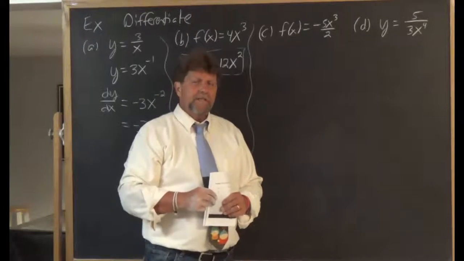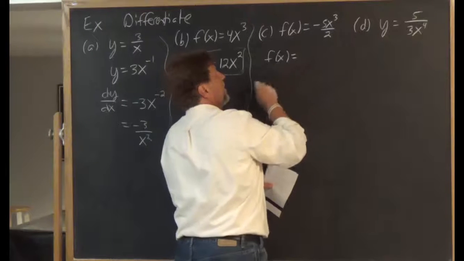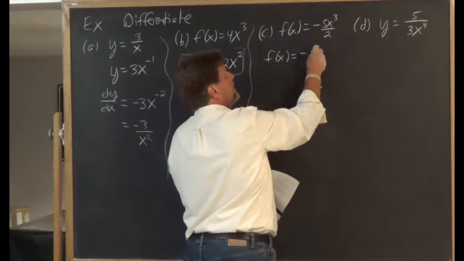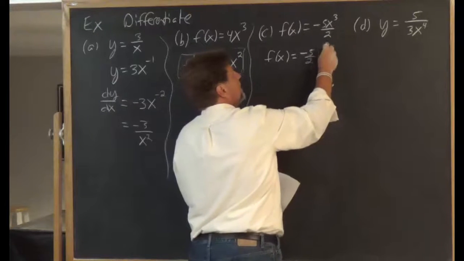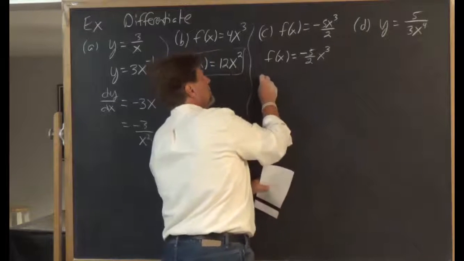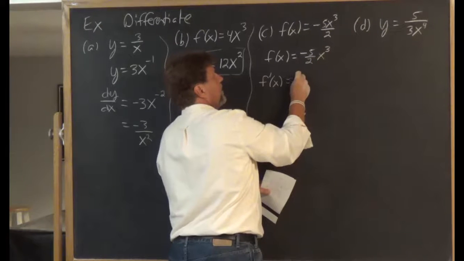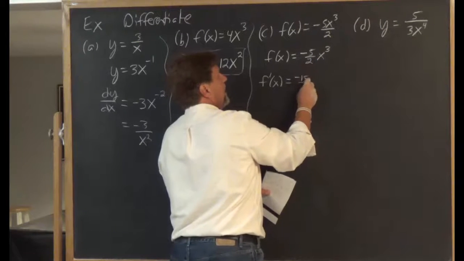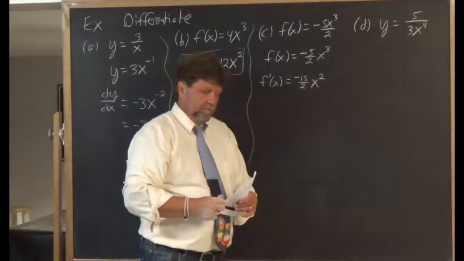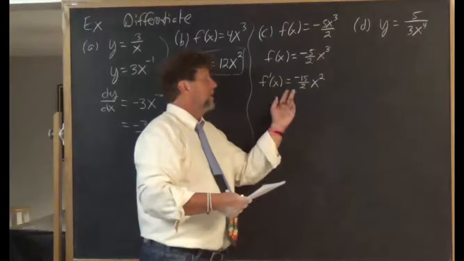All right, folks, part C. I'm going to rewrite the function. That's how I am on these. Negative 5x cubed over 2. I'm going to rewrite it as a negative 5 halves times x cubed. And now I'll use the constant multiple rule. 3 comes out front, gives me a negative 15 halves x squared. Or you might have had negative 15x squared over 2. It's the same thing.